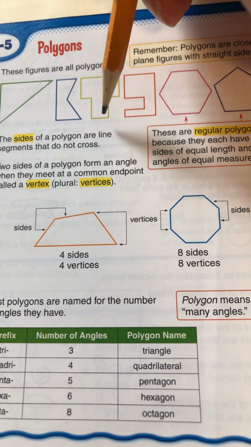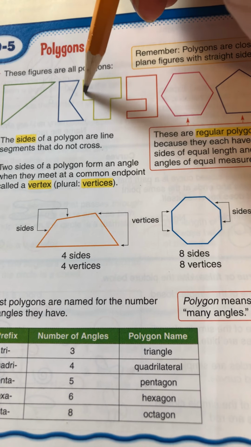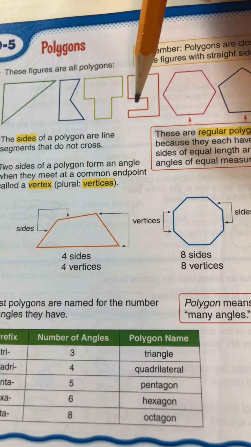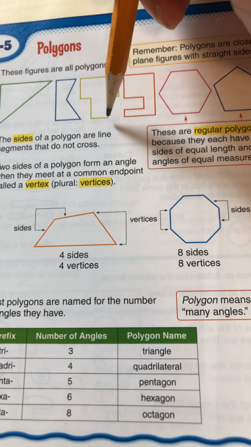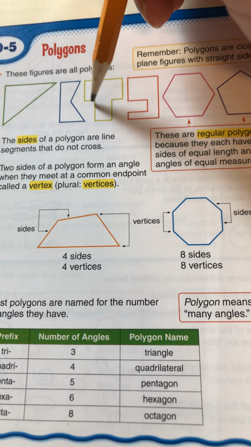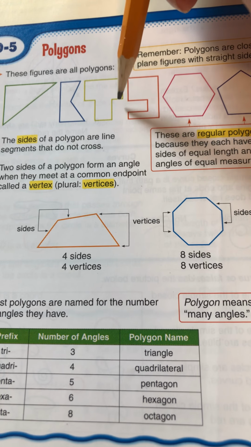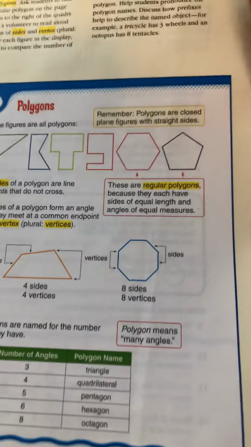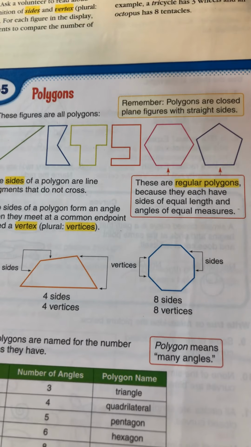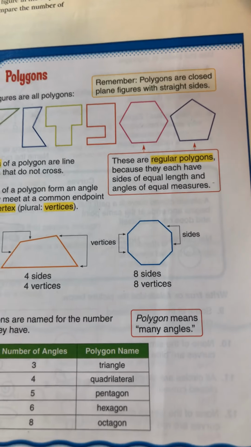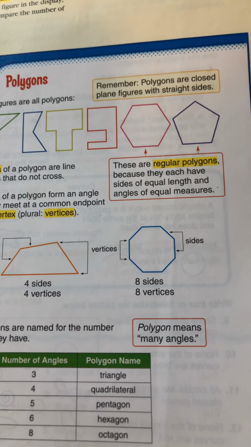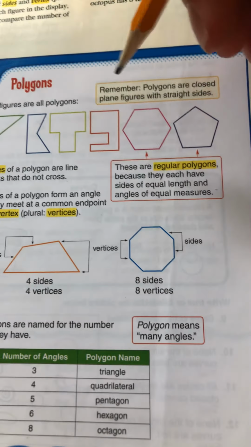This one has 1, 2, 3, 4, 5, 6, 7, 8 sides. And I bet it's going to have 8 vertices. 1, 2, 3, 4, 5, 6, 7, 8. Okay? So generally, a polygon will have the same number of sides and the same number of angles, or vertices.